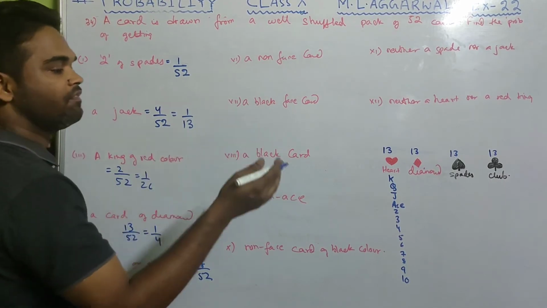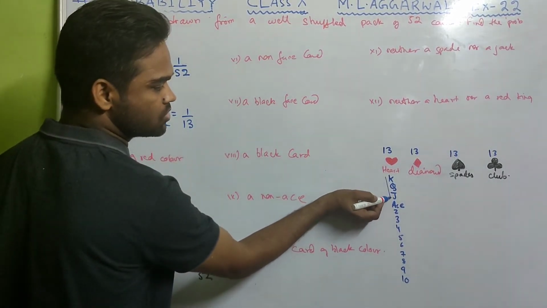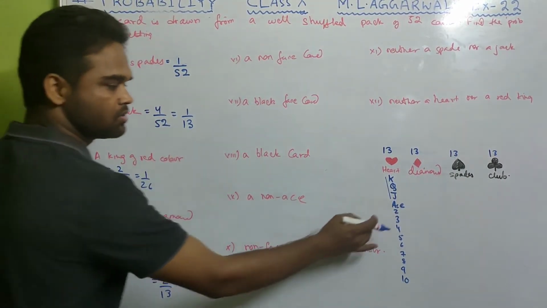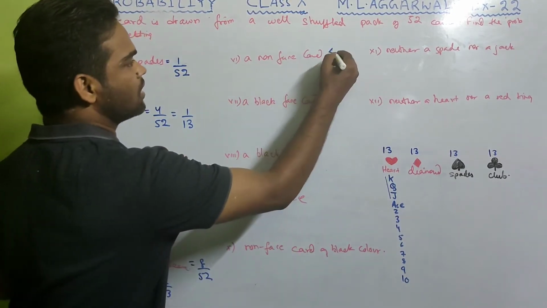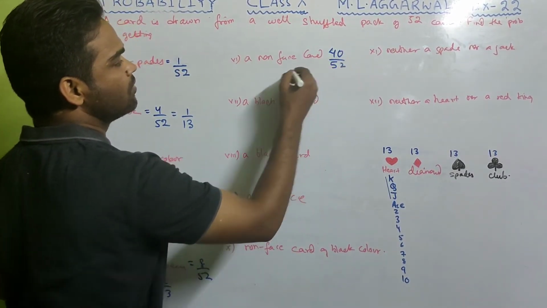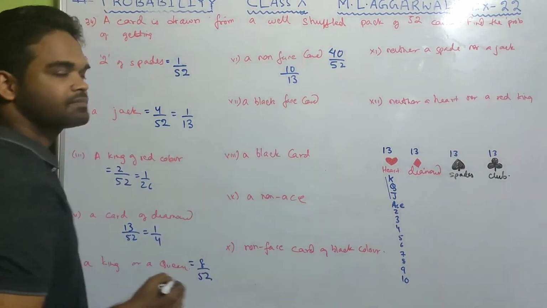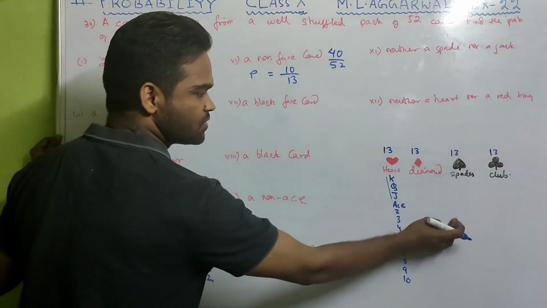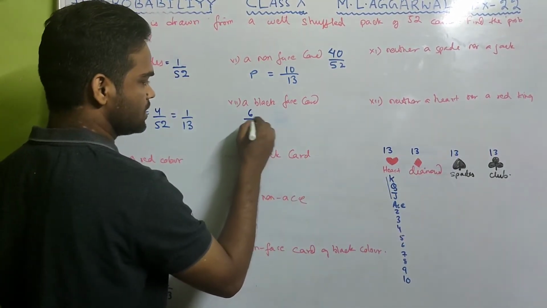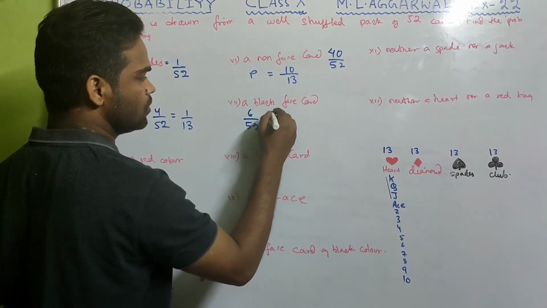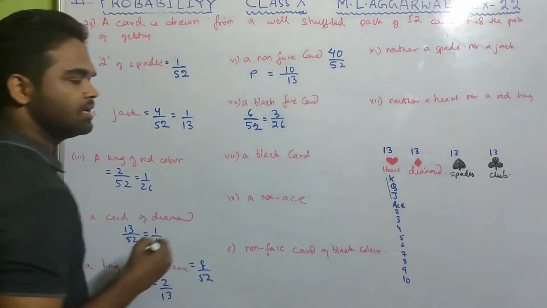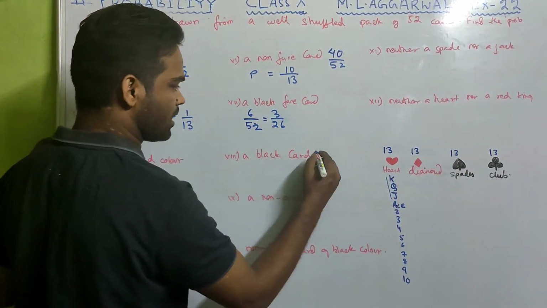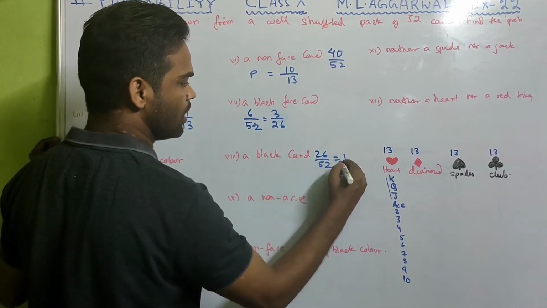Clear? A non-face card. Now look carefully. These 3 are known as the face cards. So the rest 10 cards are non-face cards. So 10, 20, 30, 40 cards are non-face cards out of 52. 10 by 13. Then a black face card, which means 3 of spades and 3 of clubs. So that's 6 by 52, that's 3 by 26. Clear? A black card, so there will be 26 black cards out of 52, that's 1 by 2.